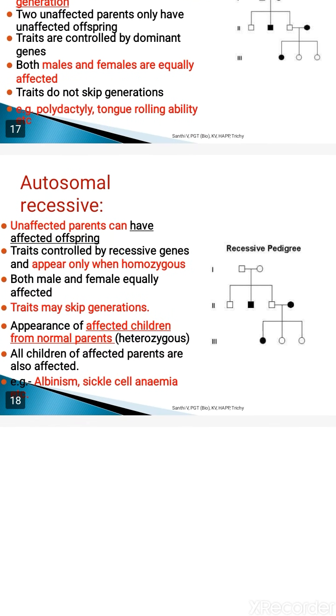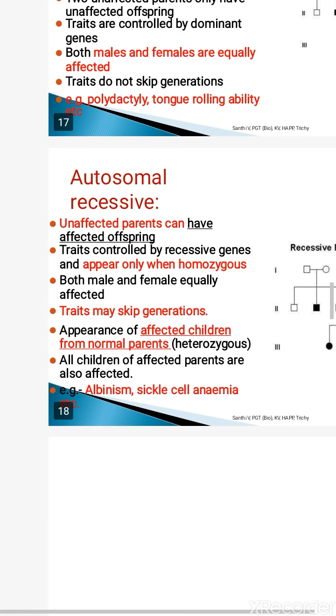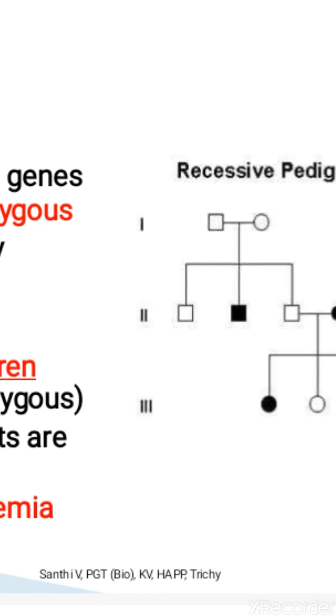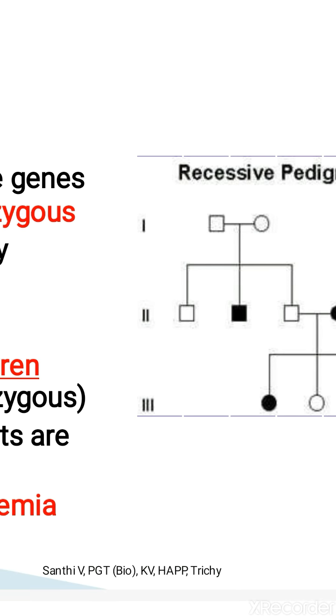So next, let us see autosomal recessive. When you observe the unaffected parents, the parents are not showing the particular trait, but the child is showing the character. Sometimes it happens that parents may not be having a particular problem, but the children will be exhibiting the genetic problem. So why is it like that? Because it is a recessive gene.